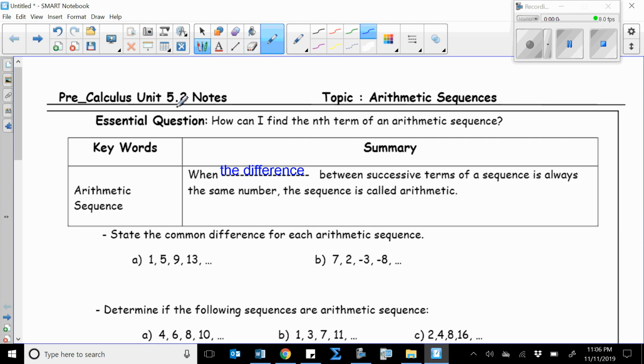Hi everyone, today we're going to learn about arithmetic sequences. We will learn how to find the nth term of an arithmetic sequence. Let's first of all see what is the meaning of arithmetic sequence.